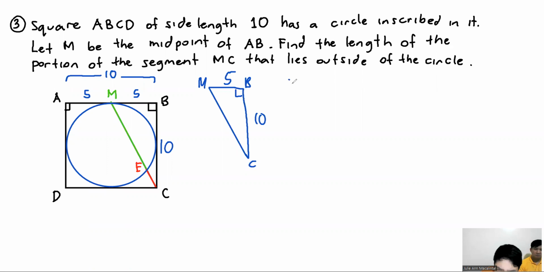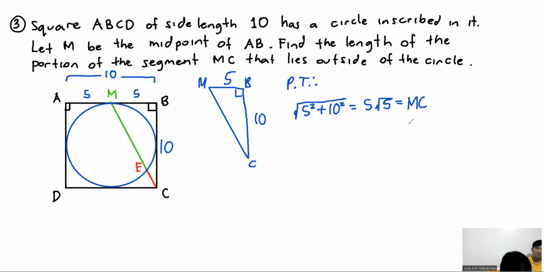So MC by the Pythagorean theorem is equal to, we are lucky today because so far we don't have the hypotenuse given except in the earlier example. 5 squared is 25, plus 100 is 125. So this is 5 squared, 25 times 5, so the square root of 125 is 5 square root of 5. So this is equal to MC.